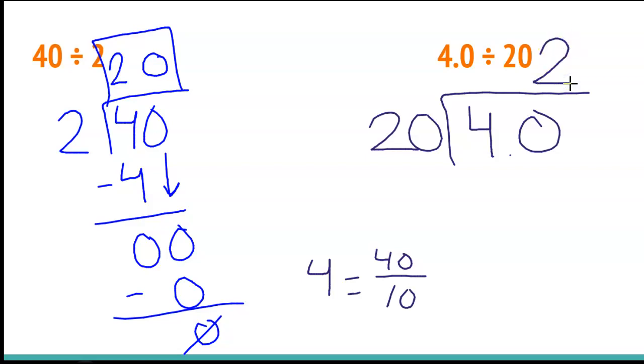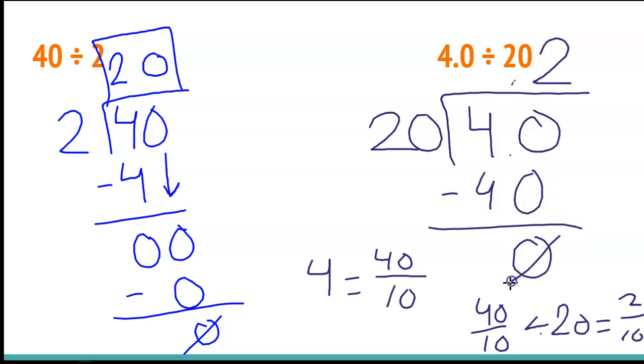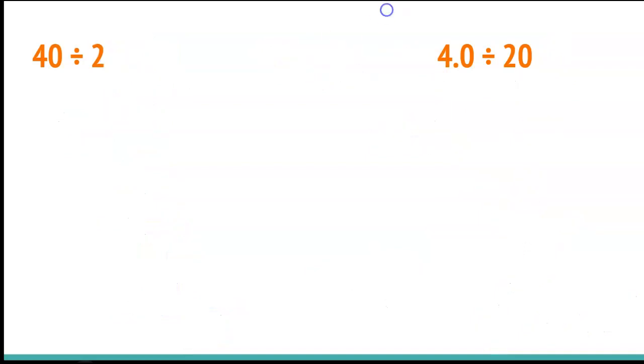Now, friends, the reason I'm putting this 2 above the 0 is because I'm working with tenths, right? This is 40 tenths divided by 20. So I need to make sure that I'm showing that it's 2 tenths, hence the 2 in my tenths place. 20 times 2 tenths would give me 40 tenths, and I have 0 left over, so this quotient would be 2 tenths.